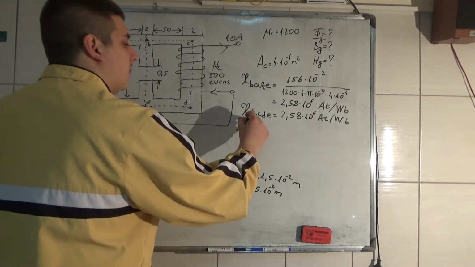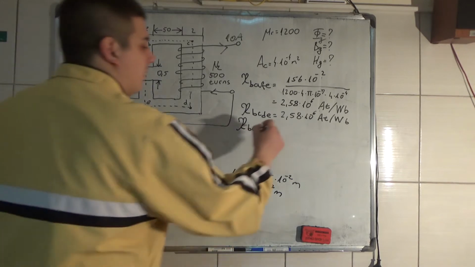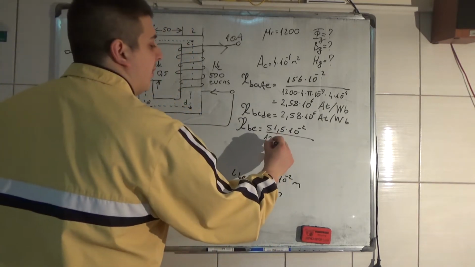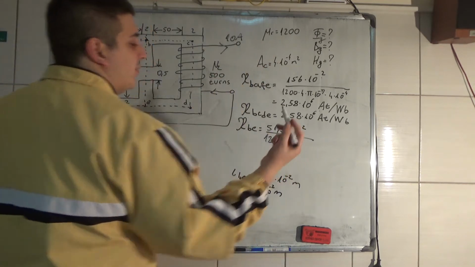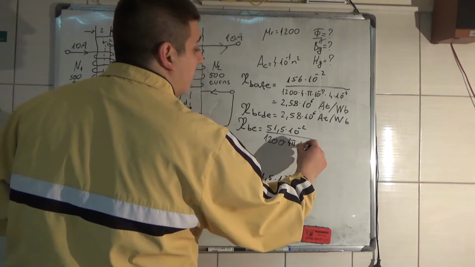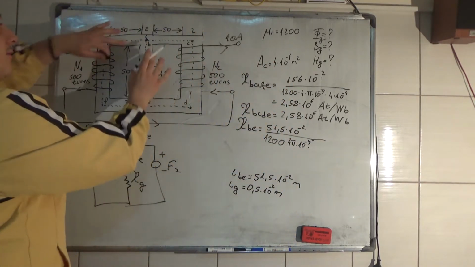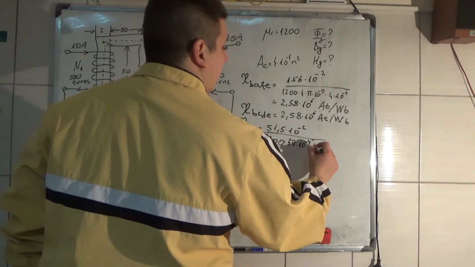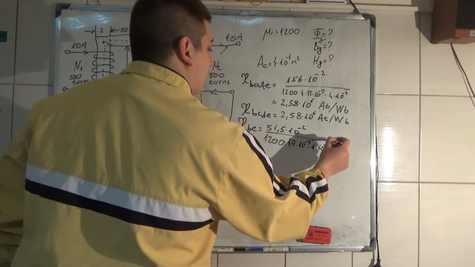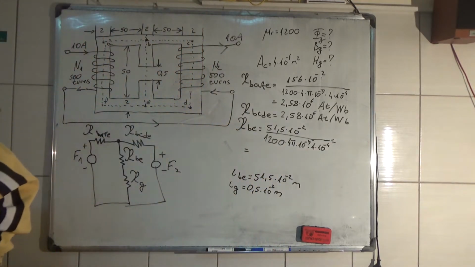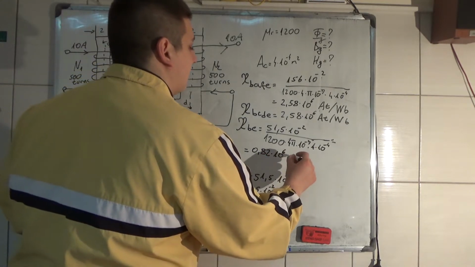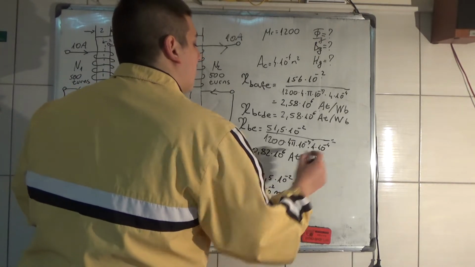The reluctance RBE is equal to the length divided by the permeability, which is equal to 1200 times mu 0, a constant, 4 pi 10 to the minus 7, times the area of the cross section of this branch here, which is 4 times 10 to the minus 4, and you get that it is equal to 0.82 times 10 to the 6th ampere turns per Weber.